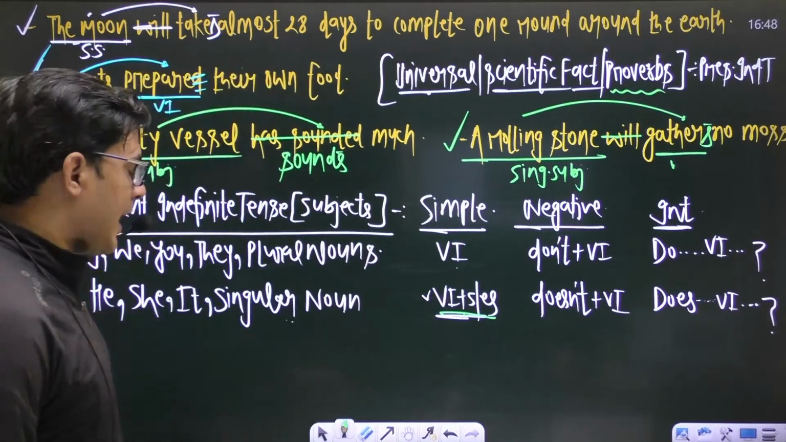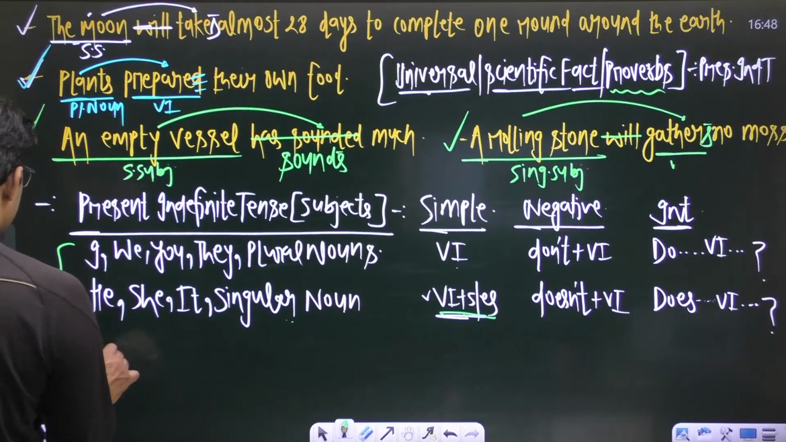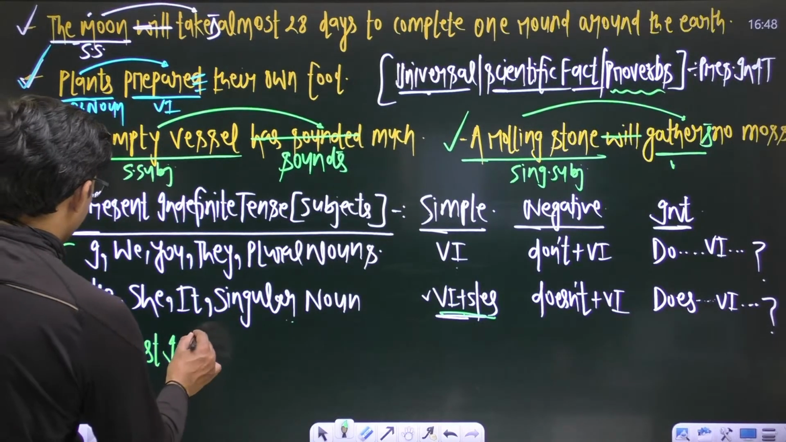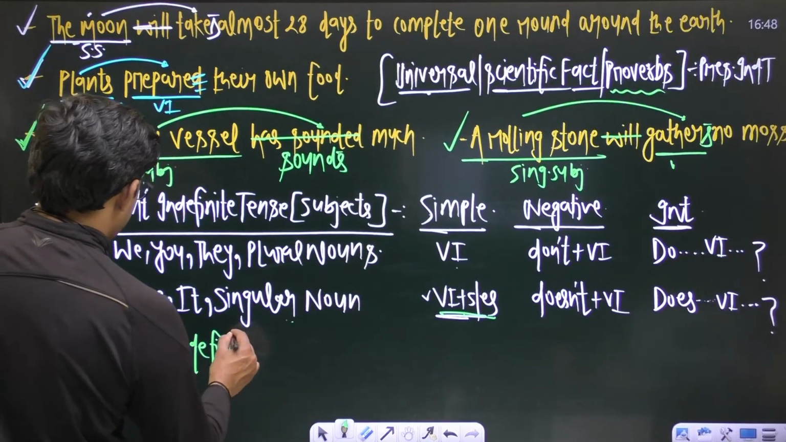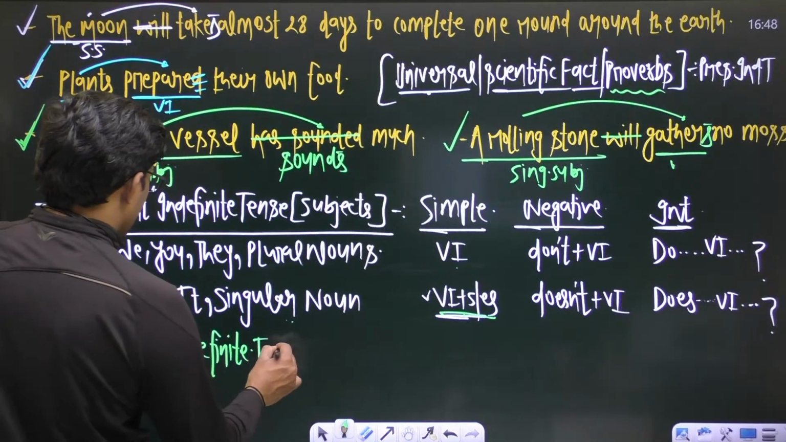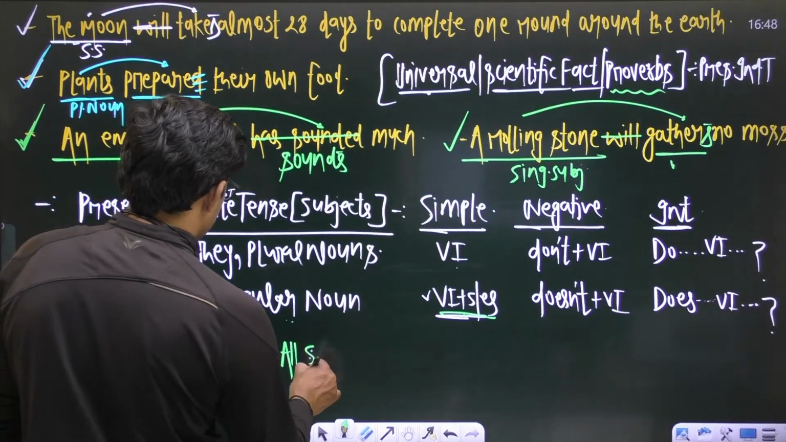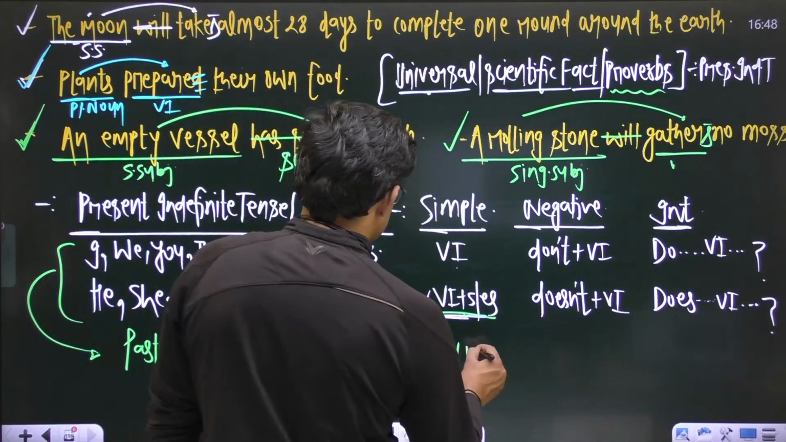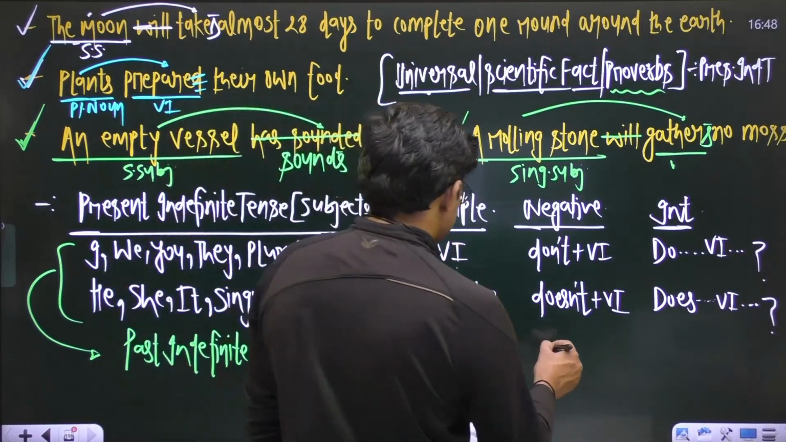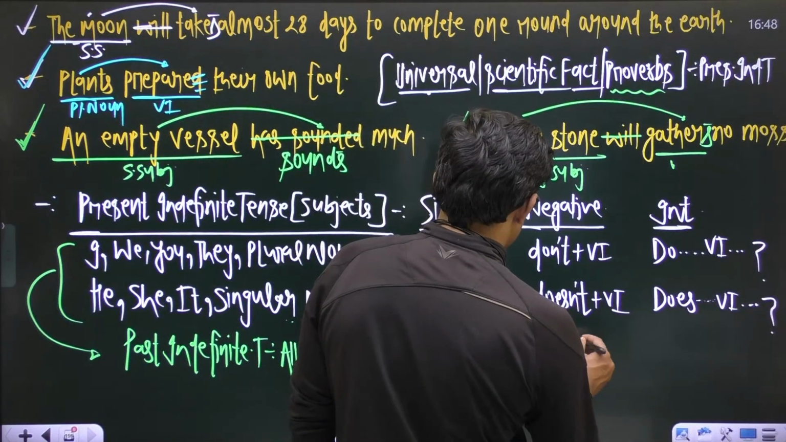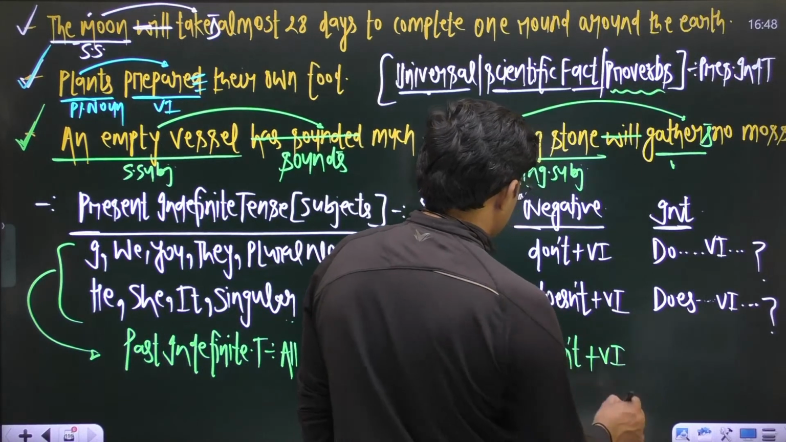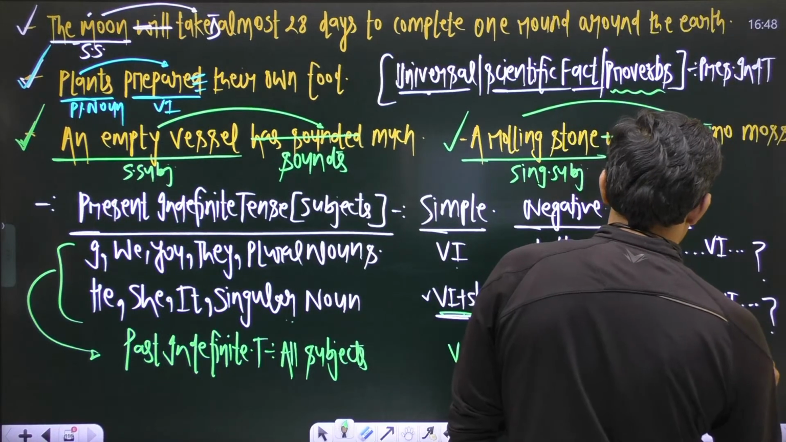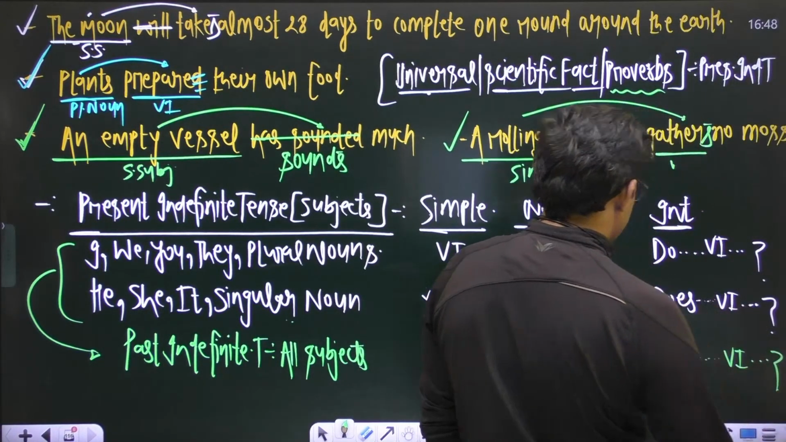And if all the subjects are in past indefinite tense, in past indefinite tense with all subjects we use second form of the verb in simple sentences. In negative sentences we use did not plus v1, and interrogative sentence, did initially, first form of the verb, and sign of interrogation in last.